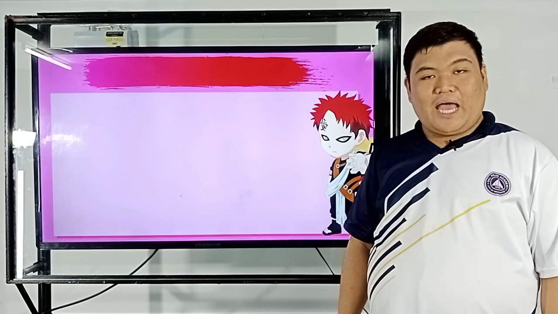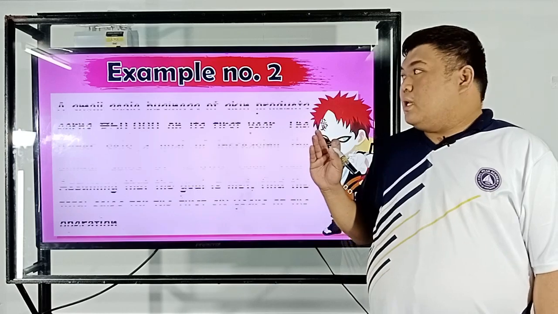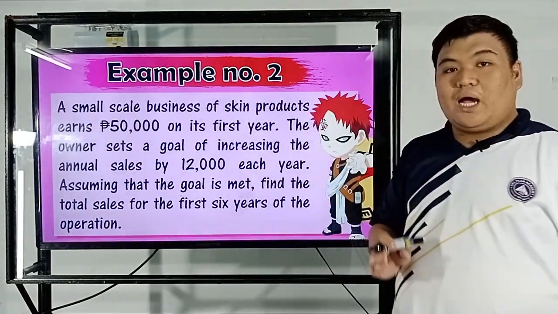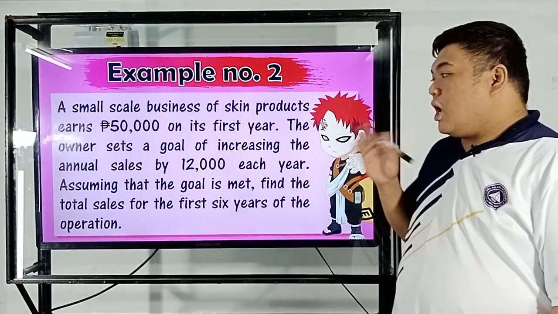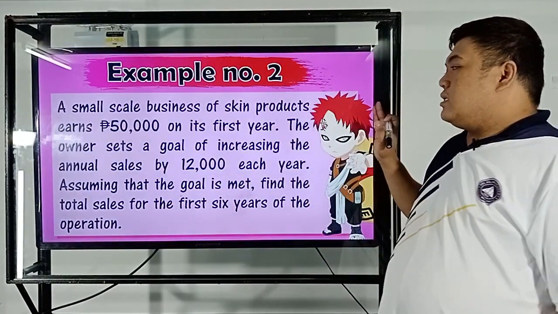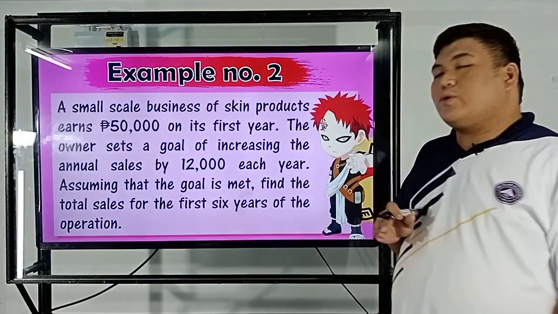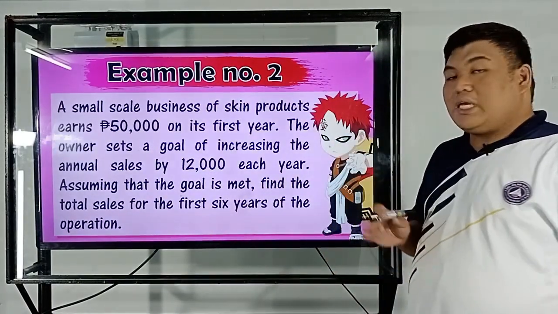Okay, let us have now the second example. Now for the second example, we have a small-scale business of skin products earns 50,000 pesos on its first year. Then the owner sets a goal of increasing the annual sales by 12,000 pesos each year.